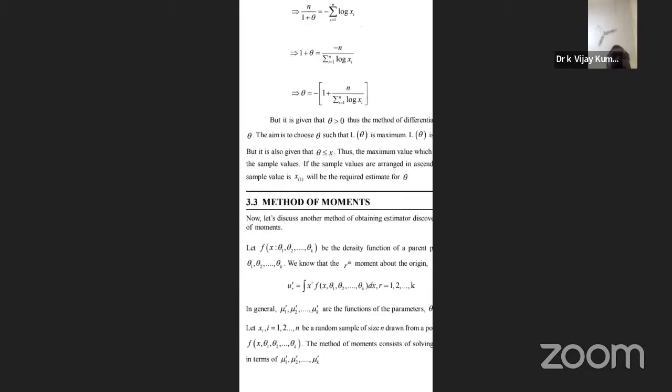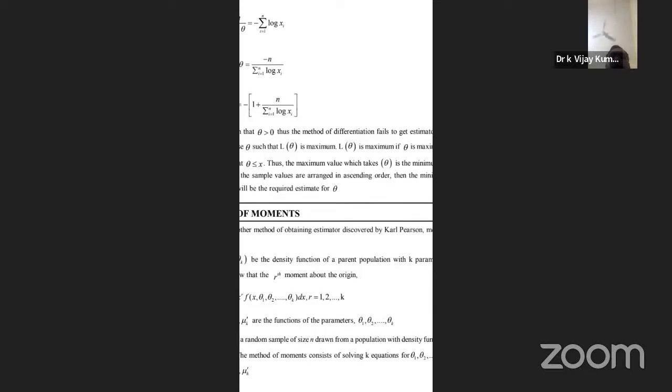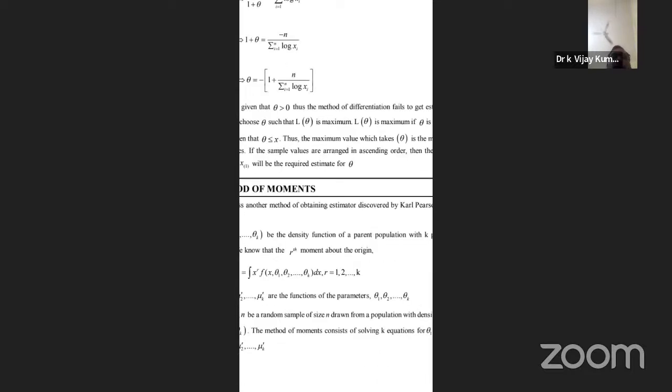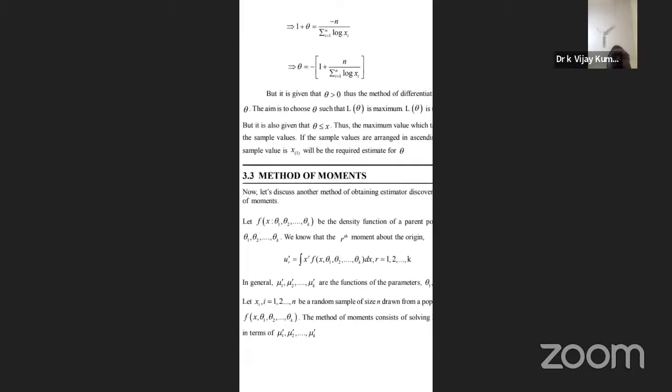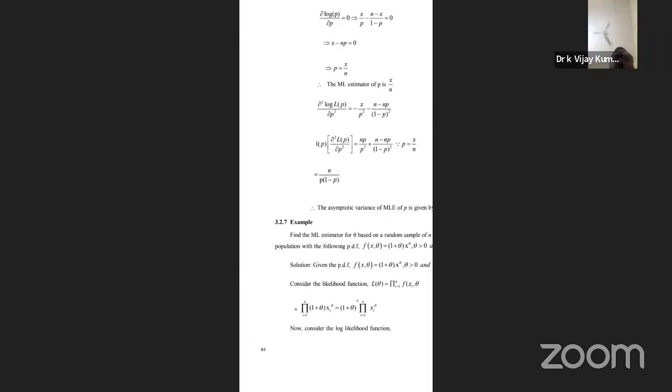But it is given that theta is greater than 0, so the method of differentiation failed to give the estimator of theta. Instead, we choose theta such that L of theta is maximum. L of theta is maximum when theta is maximum, but it is also given that theta is less than x. Thus the maximum theta is the minimum of the sample values. If the sample is arranged in ascending order, then the minimum sample value x1 will be the required estimate of theta.